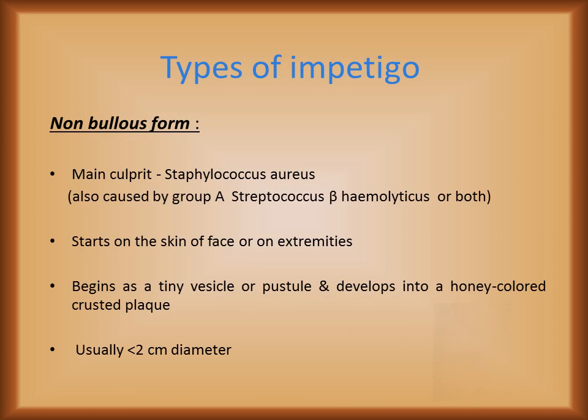Types of impetigo. Impetigo can be divided into non-bullous and bullous forms. The non-bullous form is the commonest type. The main culprit is Staph aureus. It is also caused by group A beta hemolytic streptococcus. Impetigo starts on the skin of the face or on extremities. It begins as a tiny vesicle or pustule and develops into a honey-colored crusted plaque, usually less than 2 cm in diameter.